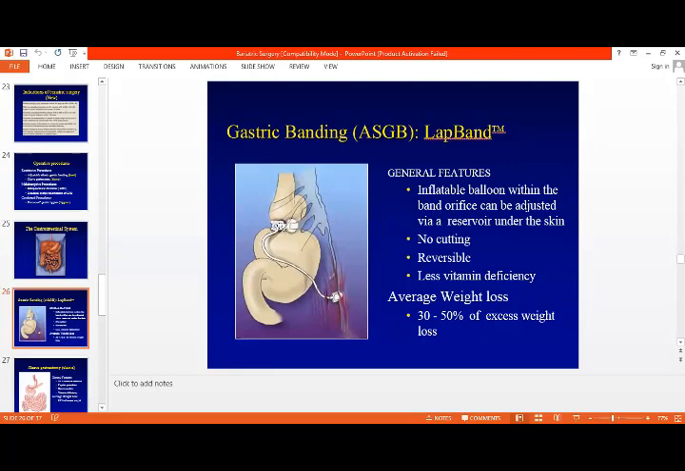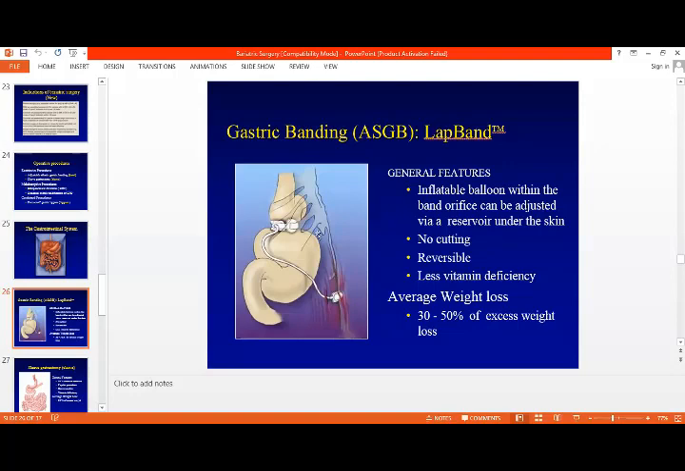This band has got an adjustable elastic balloon in it. And a long tunnel or cable-like thing is going, and it is placed just deep to the skin in the subcutaneous plane in the umbilical or epigastric area. And from here, this balloon can be inflated or deflated if required. If you feel that it's too tight and the patient is developing a lot of regurgitation and difficulty in eating, it can be deflated. Or if it is too wide and the person is eating a lot and not having any trouble, it can be inflated to make it tighter. So this is the benefit. It can be adjusted via a reservoir under the skin.